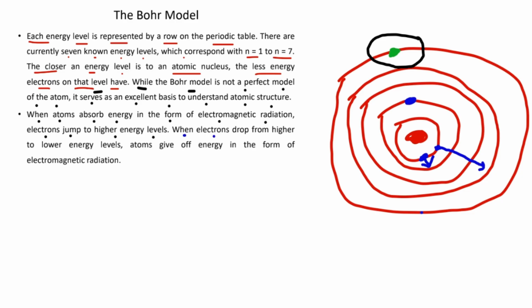And when electrons drop from higher to lower energy levels, this is called emission. When the electron is in energy level 5 and it emits energy, it will go back to energy level 4, 3, 2 or 1. Atoms give off energy in the form of electromagnetic radiation. You need to memorize this name, which is electromagnetic radiation. It is the form of energy that will be released from an electron when it emits energy.